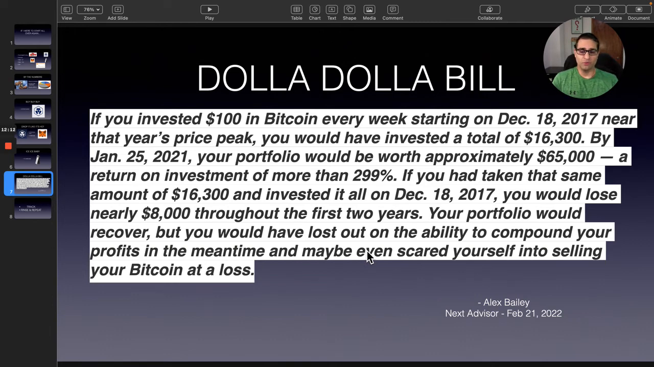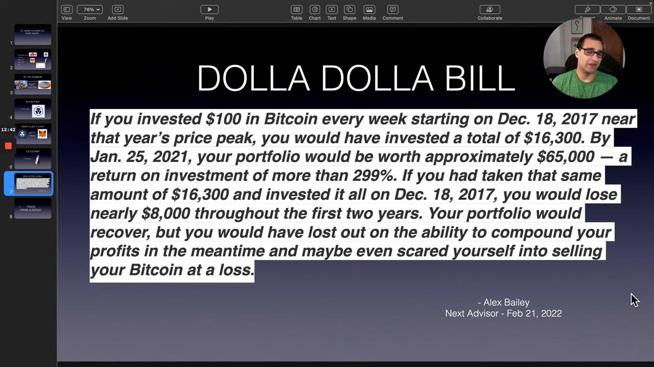Your portfolio would recover, but you would have lost out on the ability to compound your profits in the meantime, and maybe even scared yourself into selling your Bitcoin at a loss. That's a very important point. So let's go back to the beginning here. $100 a week, started on December 18, 2017, would have turned into the $16,300 that you've invested as a whole. By January 25th, 2021, your portfolio would be worth almost 300%.